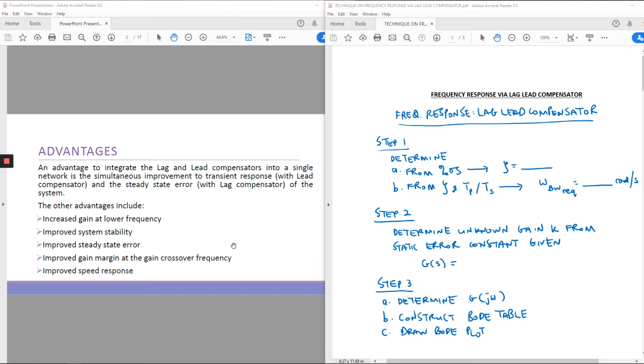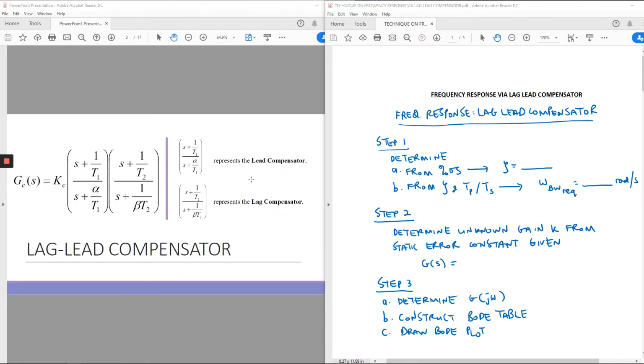There are a few advantages of using a lead compensator for improving the transient response and also improving the steady state error. Besides these two advantages, there are others: increasing gain at lower frequency, improving system stability, improving the steady state error as mentioned before, improving gain margin at the gain crossover frequency, and improving the speed response based on the transient response, either peak time or settling time.